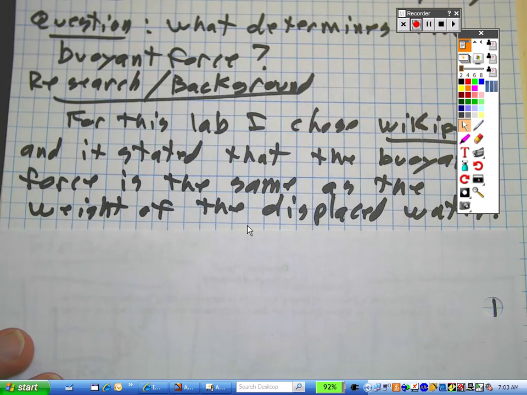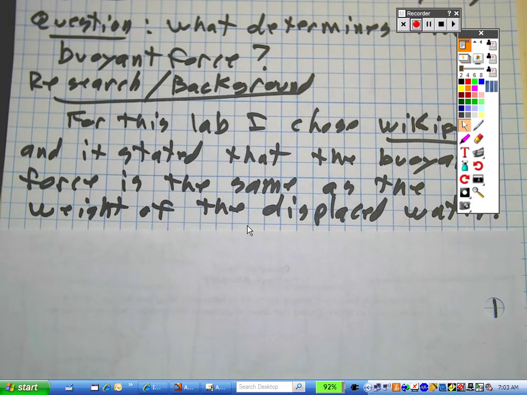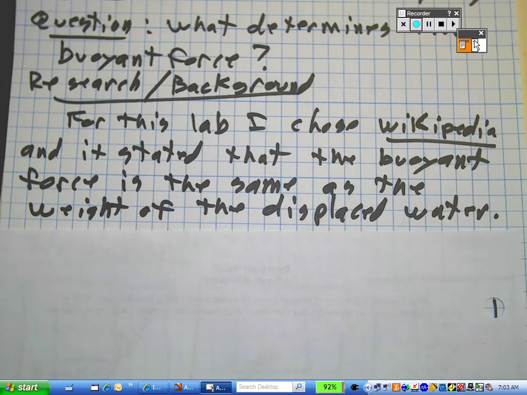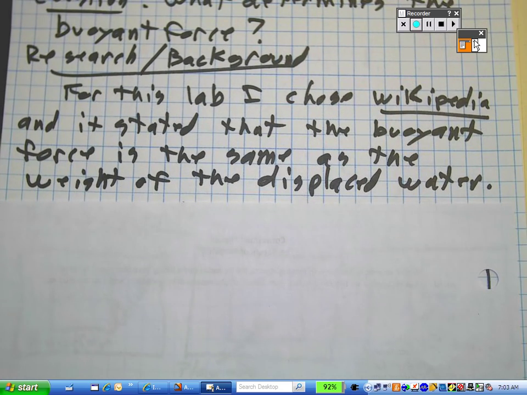And when I looked at Wikipedia, it only took a couple of moments to see that they told me that the buoyant force is really supposed to be the same as the weight of the displaced water. And that's something we're going to test to see if it's really true. And that's what Wikipedia told us. Now remember, all this year, if you find any of these YouTube videos and you want to write something down, you can click pause and do that.